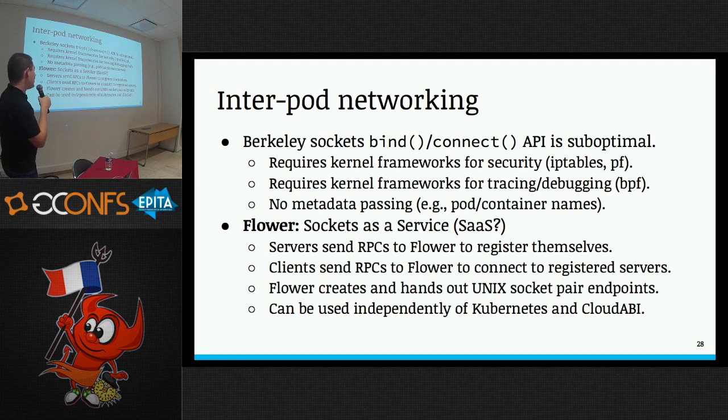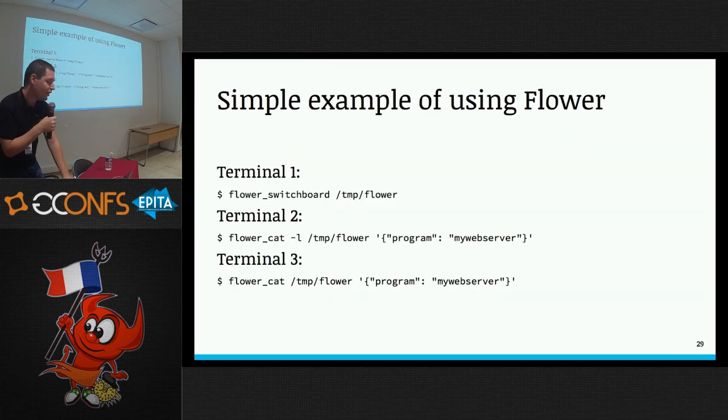So what Flower does whenever there's a match, where you've got one server running and one client trying to connect to it, is create a Unix socket pair and hand out the file descriptor to both ends. So it uses file descriptor passing. This project is unrelated to Kubernetes and CloudABI. In practice you'd likely want to use those two in combination, but in theory, you could use it separately. So how does it work?